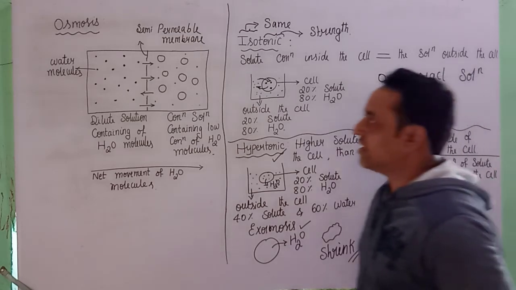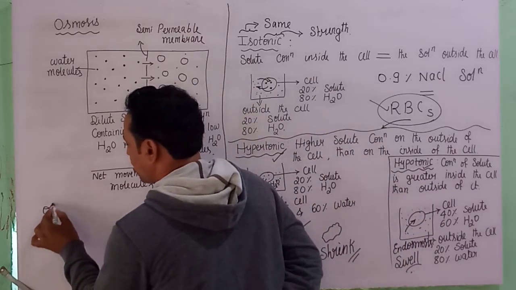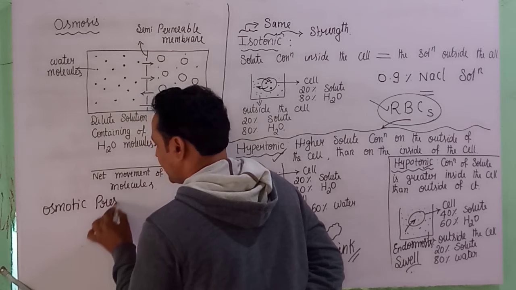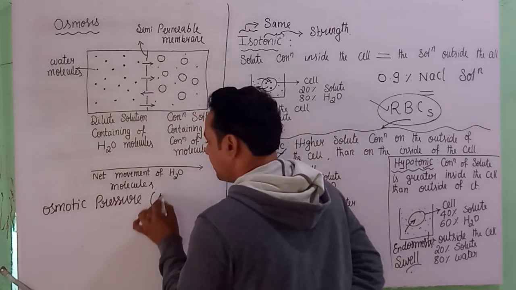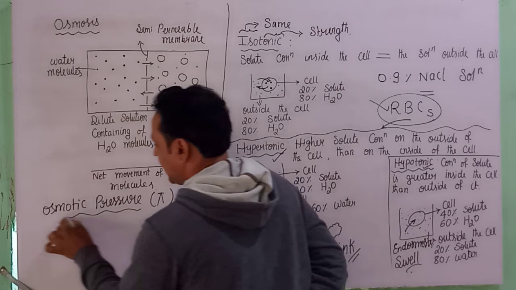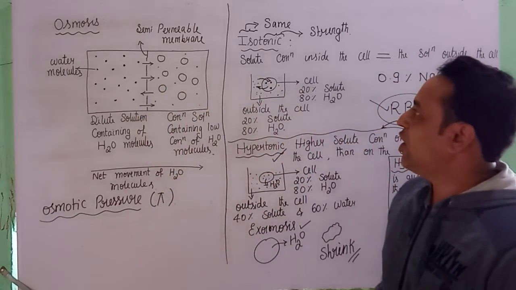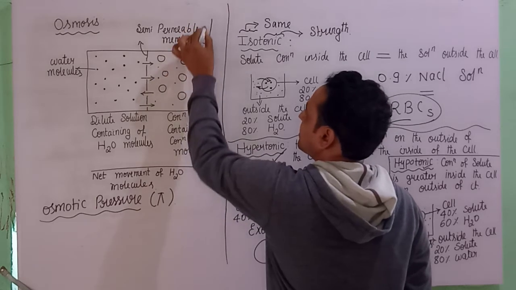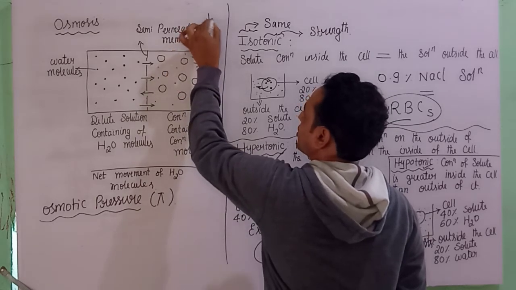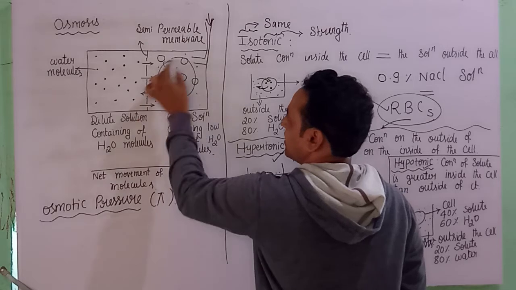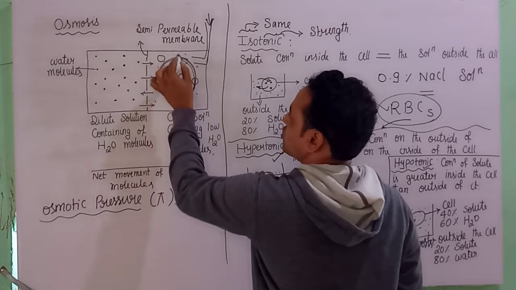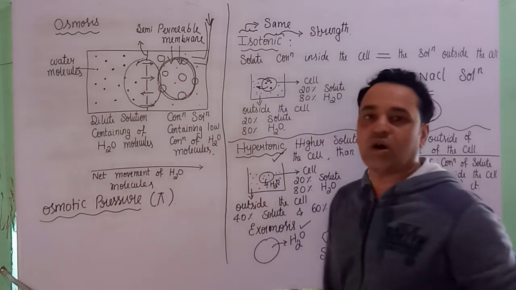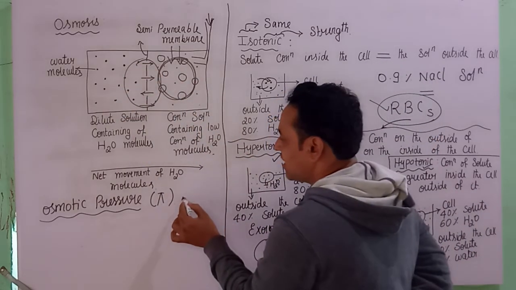Here the very important topic we are going to discuss is the fourth colligative property, that is osmotic pressure, represented by the symbol pi. Osmotic pressure means the pressure applied on the concentrated solution. We are applying some pressure on this concentrated solution to stop osmosis, to stop the flow of water molecules. That is called osmotic pressure.